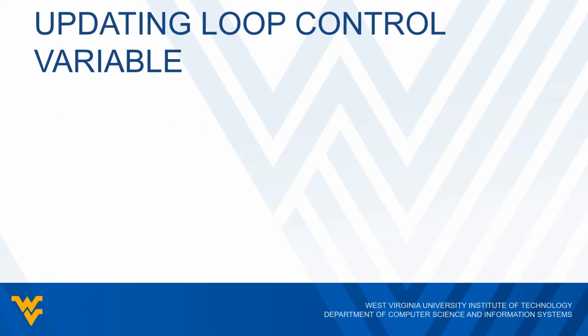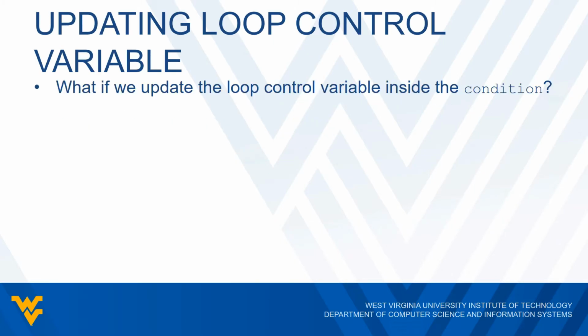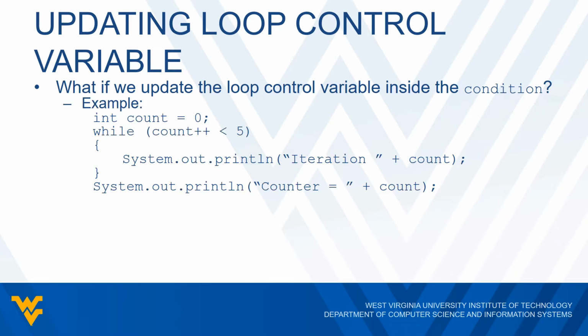Now here's an interesting question. What if we decide to update our loop control variable inside the condition? Are we allowed to do that? Well, yeah. Let's take a look at an example, maybe something like this. What we have here is our count variable, and it's initially 0, but inside the while loop, we include count plus plus and check to see if that's less than 5. So what's going on here?